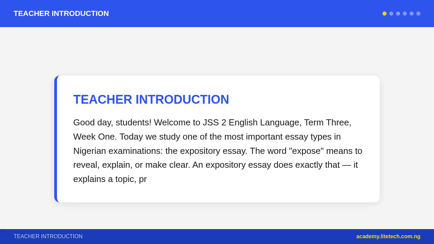Unlike an argumentative essay, the expository essay does not try to persuade you to a particular opinion. It presents information and lets you draw your own conclusions. This type of essay is common in BECE and WAEC, where topics include how electricity is generated, the process of making a traditional Nigerian dish, how the human body fights disease, explain the causes of poverty in Nigeria.